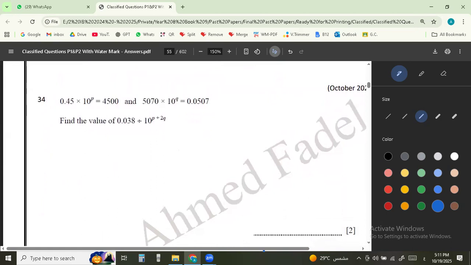Here, they're saying to you, find this, giving you this calculation and giving you this calculation. All right? But they're telling you, find the value of this divided by 10 to the power of p plus 2q. All right, well, what is the value of q here? And what is the value of p? 0.45 multiplied by 10 to the power of what is going to give you 4,500? Exactly. I moved here to this point. How many digits? 1, 2, no, I missed it. 3, 4. So P is 4. So it is 10 to the power 4.